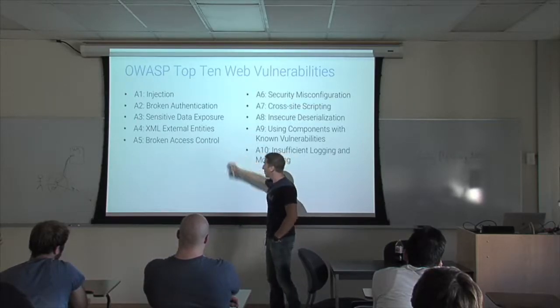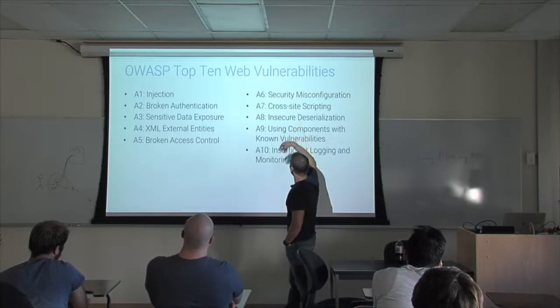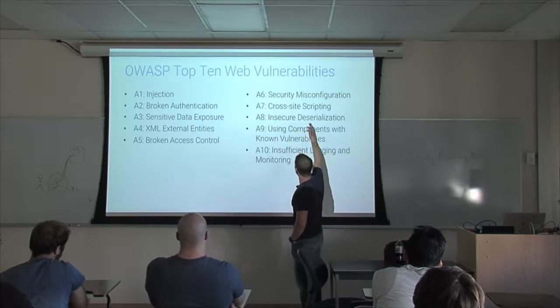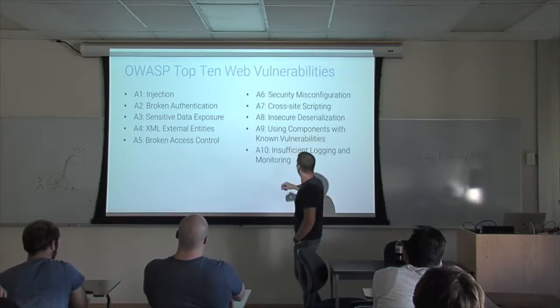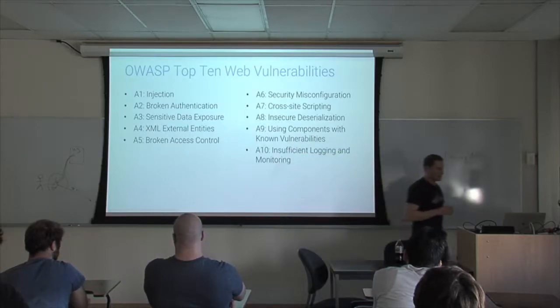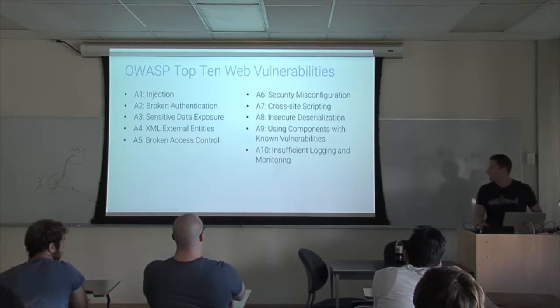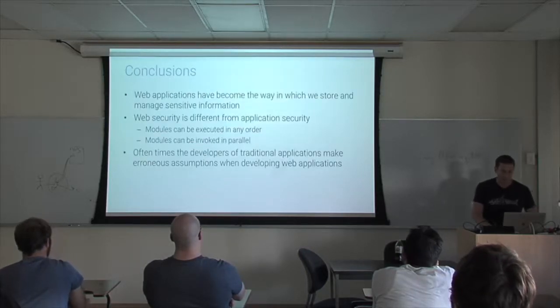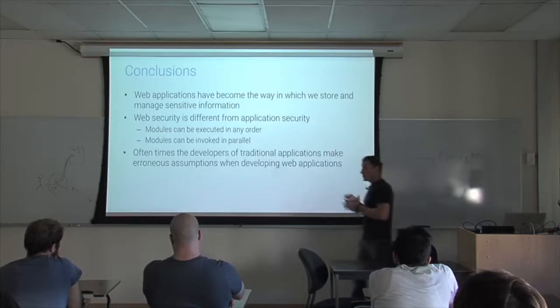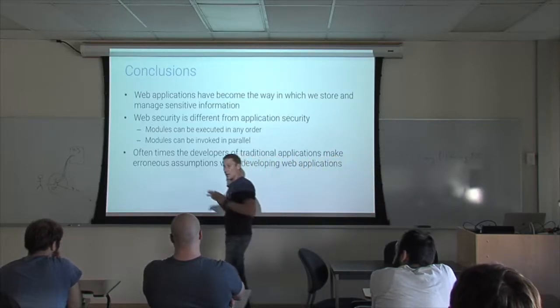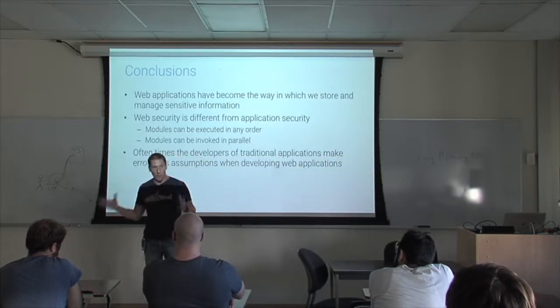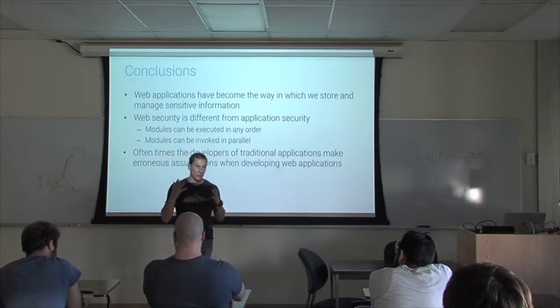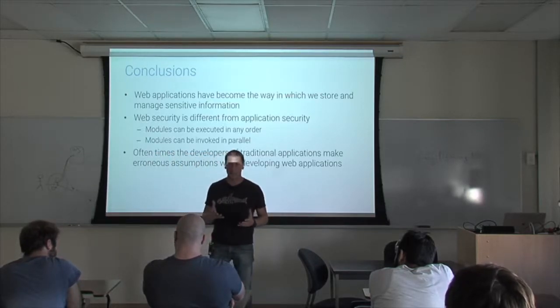Of course, broken access control, security misconfiguration, cross-site scripting, insecure deserialization, using components with known vulnerabilities, and I don't know if insufficient logging and monitoring is a real vulnerability, but that's what they present. So to conclude, perfectly on time, we have reviewed how web applications can be compromised, and what the major classes of vulnerabilities are.